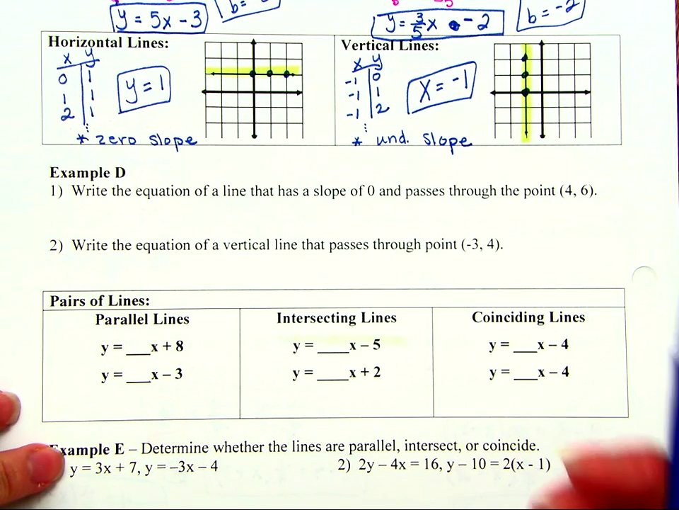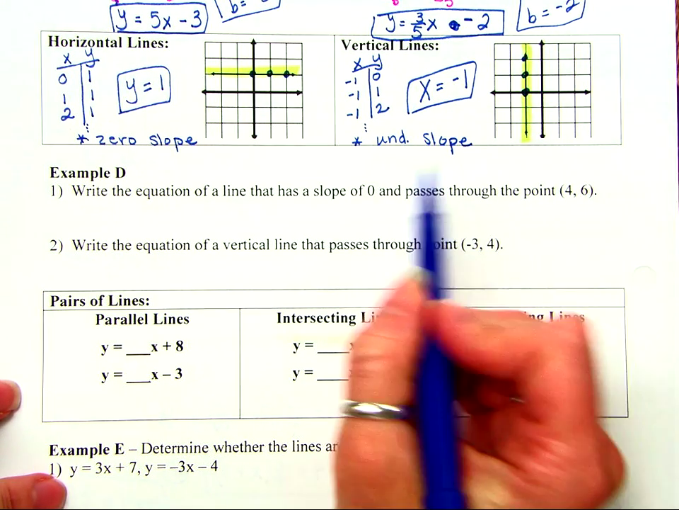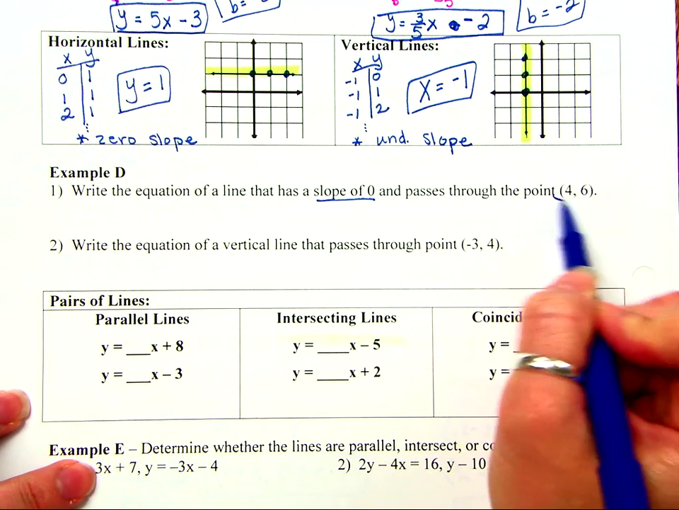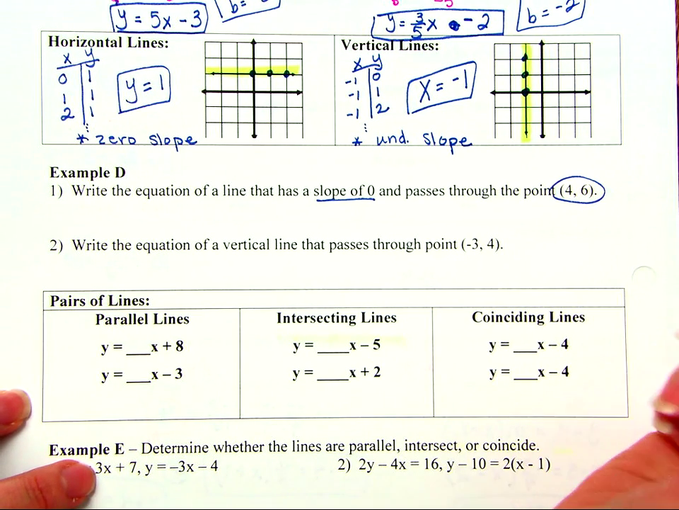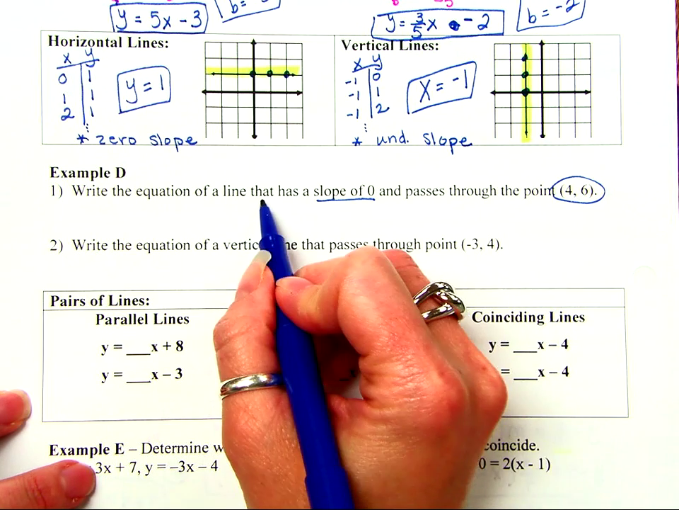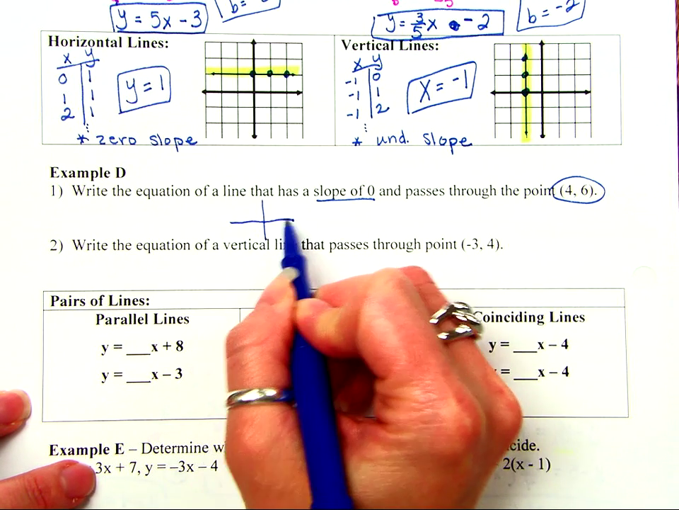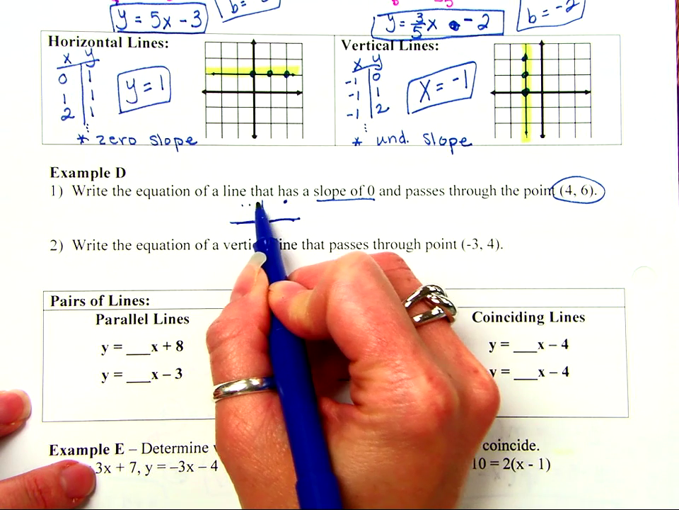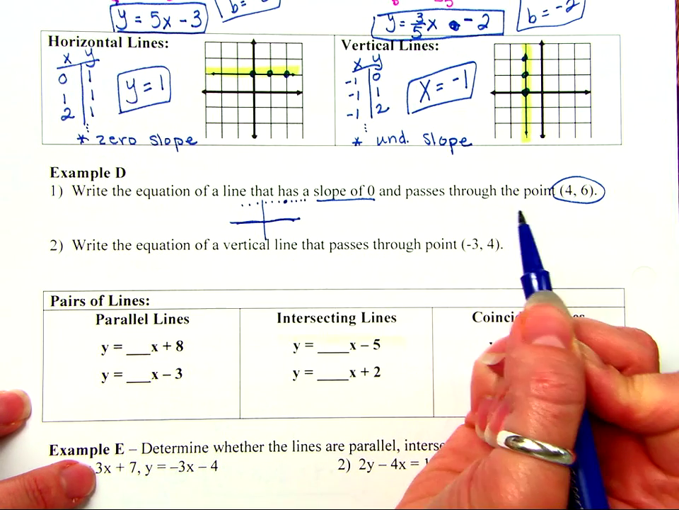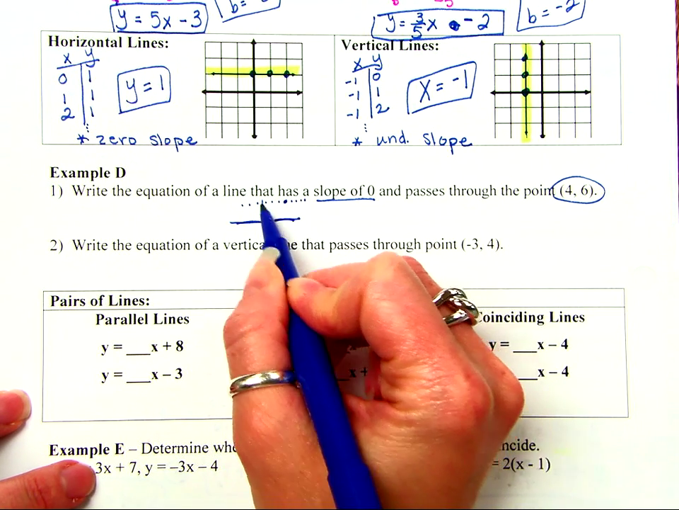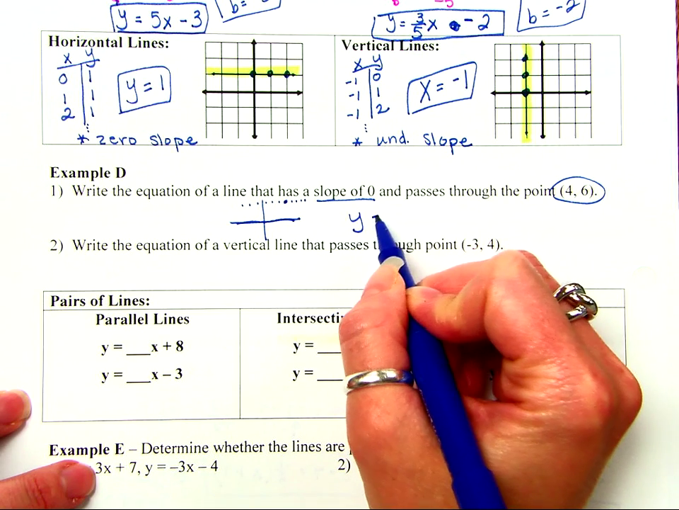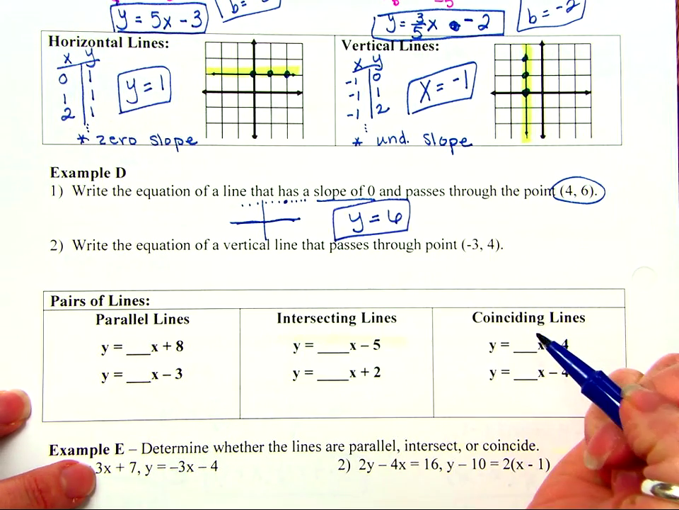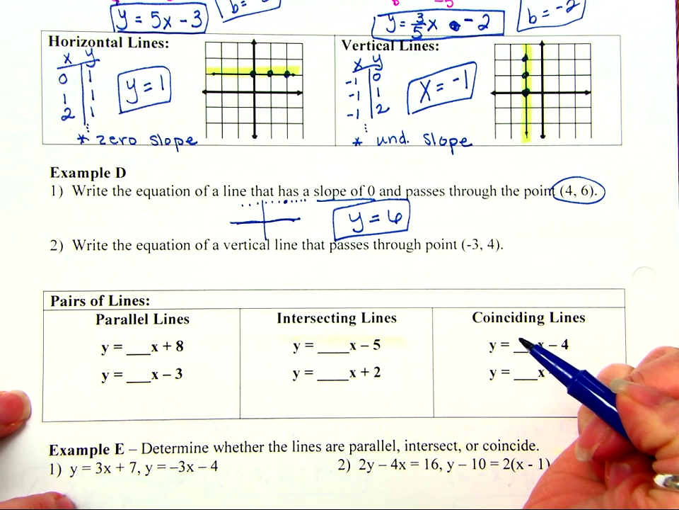In example D, when they ask me to write the equations of my horizontal or vertical lines, number 1 says that we have a line with a slope of 0 and it passes through the point 4, 6. Well, slope of 0 tells me horizontal line. And if I take a second to think about the point 4, 6, I can see that no matter what, I'm going to have to be 6 units above my x-axis. So my equation there is going to be y equals 6.